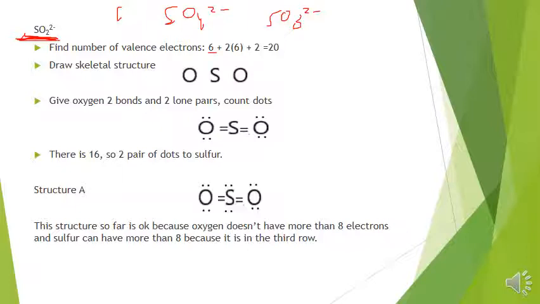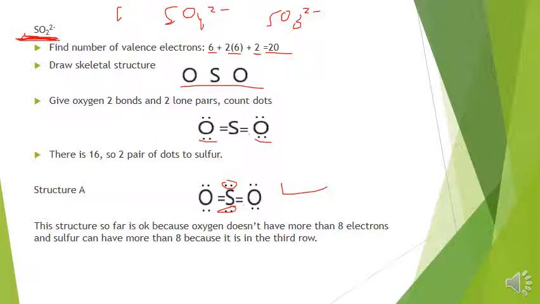So find the number of valence electrons. Sulfur 6 plus 2 oxygens is 12, plus a 2 charge, 2. 6 plus 12 plus 2 is 20. So there has to be 20 valence electrons or 20 dots when we're all done. Skeletal structure. Okay, give oxygen, the outside atom, 2 bonds, 2 lone pairs. Count number of dots. You got 2, 4, 6, 8, 10, 12, 14, 16. We're 4 short, so put 2 sets of pairs on the sulfur, and we're done. And this is a possible structure.